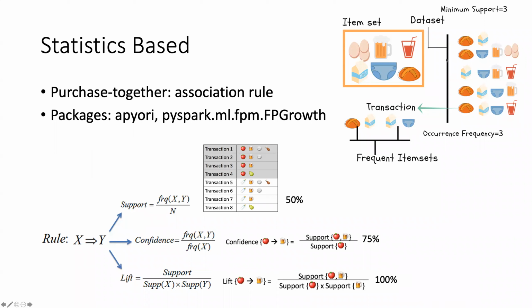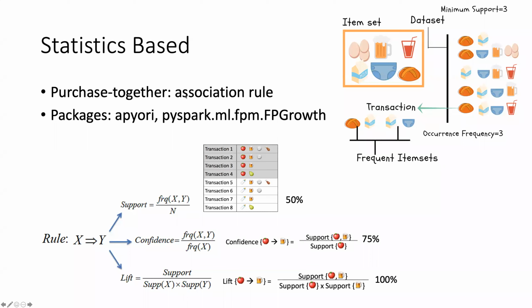For example, like bread and milk. Most of the time those two are purchased together, right? And then milk and diapers, because you have a kid, so those two are purchased together. So they are frequent item sets.